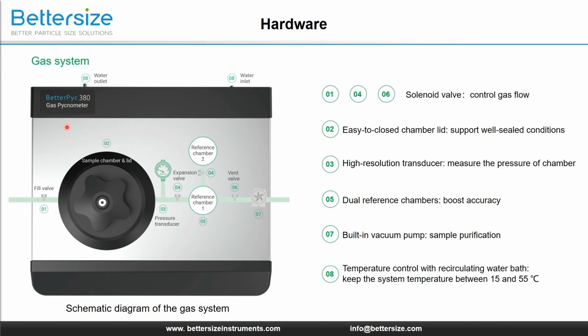In the inside gas system, we can find that there are some differences with the basic pycnometer system. Exactly. The gas system of the BetterPyc is improved by elaborated designs for high performance. The valve is able to control gas flow through the system. The easy-to-close chamber lid supports the well-sealed conditions. A high-resolution transducer ensures precise pressure measurement. We can see here, the dual reference chambers boost the accuracy of the result. The built-in vacuum pump can clear your sample before measurement. Finally, the water from the external water bath flows into the water path, wrapping around the surface of the gas system, and that keeps the measurement at a specific and stable temperature, between 15 to 55 centigrade. In the entire testing process, the temperature and pressure are controlled and measured automatically by connecting the software.